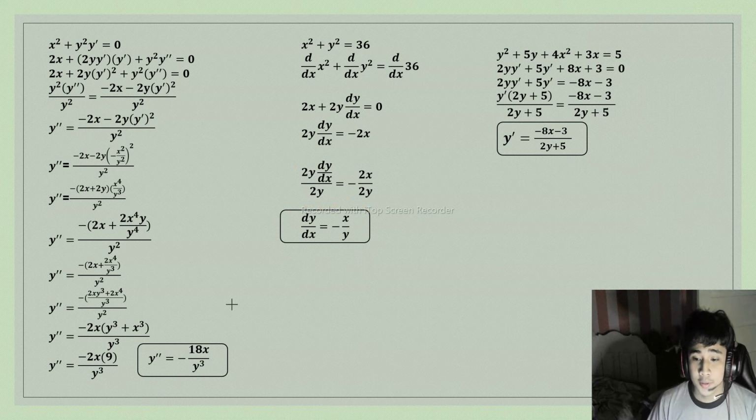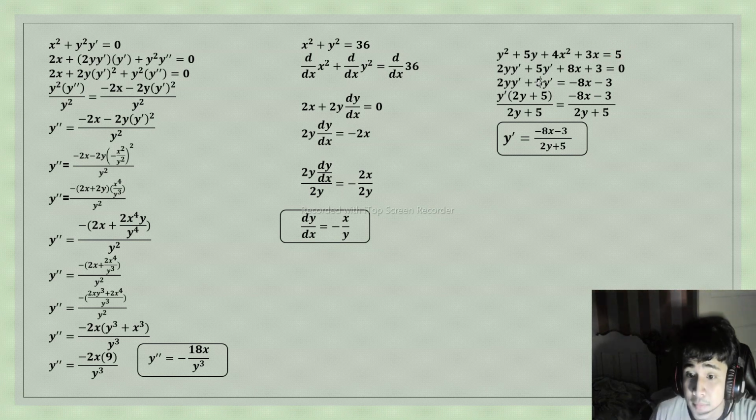Then let's go to our final example for implicit differentiation. So first things first, we find the derivative of each term. So the derivative of y squared is 2y y prime, 5y prime kasi ginalaw natin yung y, nagkaroon tayo ng derivative. So 4x squared ay 8x and 3x ay 3 and 5 is 0. Then ihiwalay natin yung may y prime tapos yung x.